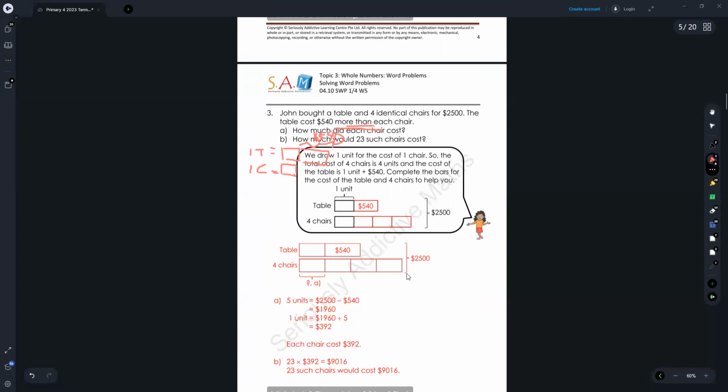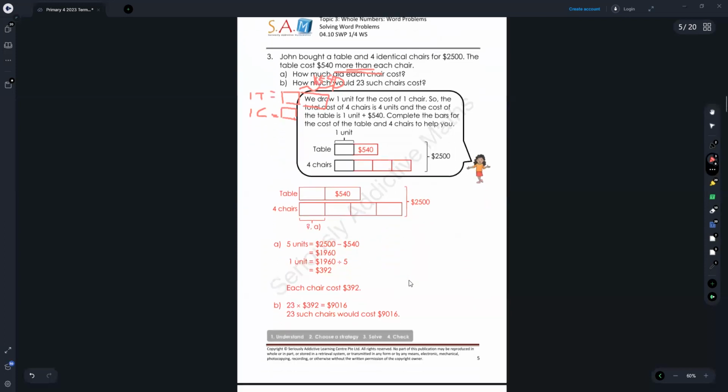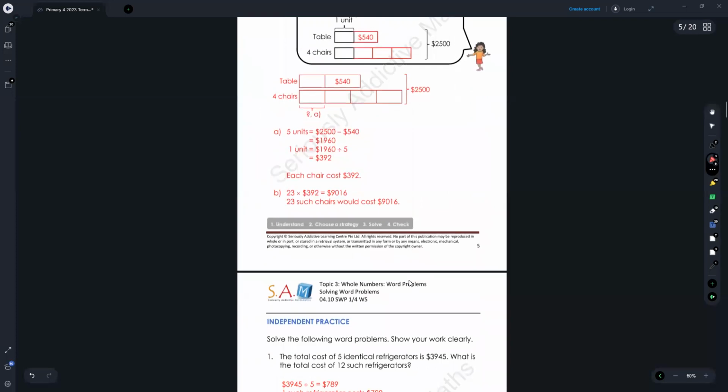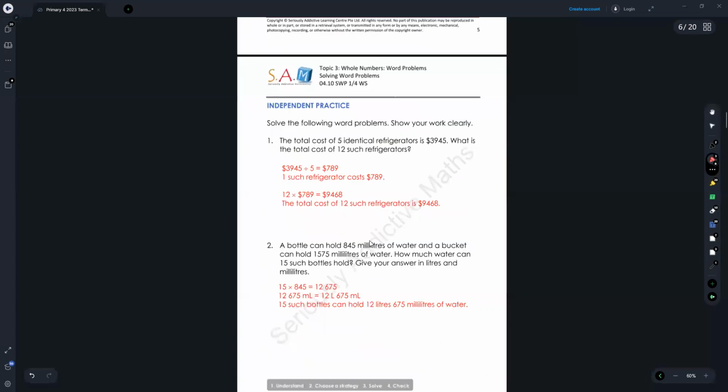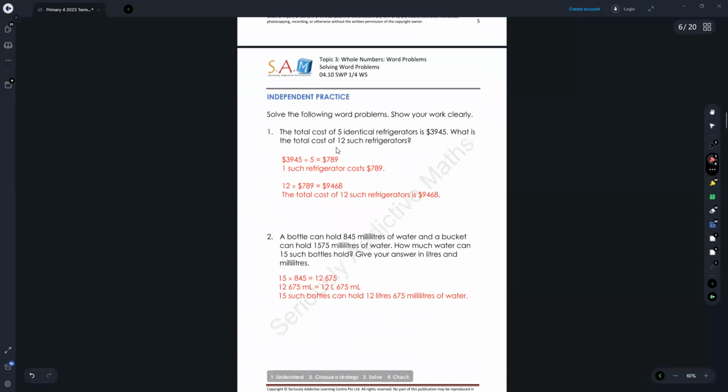4 chairs is 4 units, and the total equals 2500. So therefore 1, 2, 3, 4, 5. 5 units equals 2500 minus 540. Okay, and then they should be able to solve the question once they find the value of 1 unit. So it's about finding the value of 1 unit. All right. And then we go through some of these questions here.